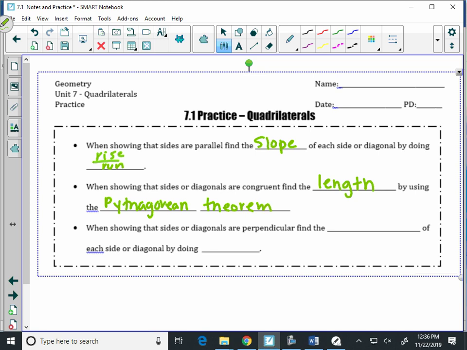And when showing that sides or diagonals are perpendicular, we're going to find the what of each side or diagonal? We're going to find the slope. By using what? How do we find slope again?